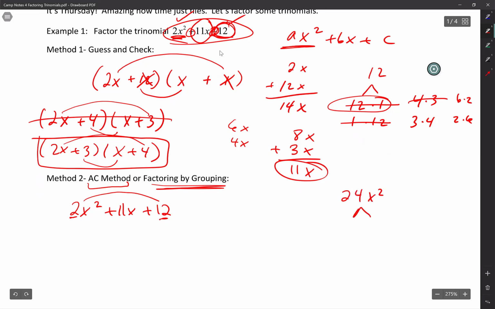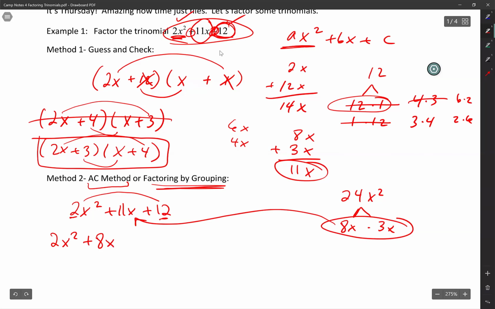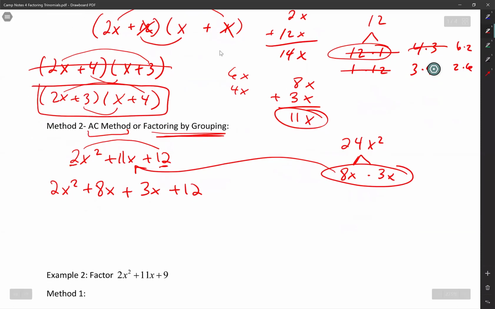And then what you ask yourself is, what two numbers when I multiply give me 24x squared, but add up to 11x? So those two numbers are 8x and 3x. See, 8x times 3x is 24x squared, and 8x plus 3x is 11x. So what you do, you take these two numbers and you substitute them in for 11x. 2x squared plus 8x plus 3x plus 12. And then once you do that, you're going to group. You group the first two, you group the second two.